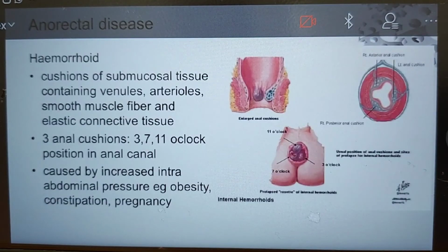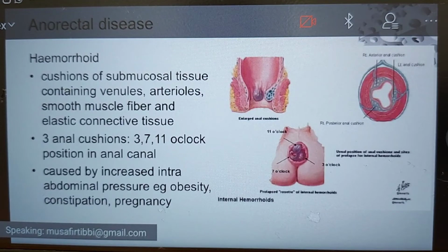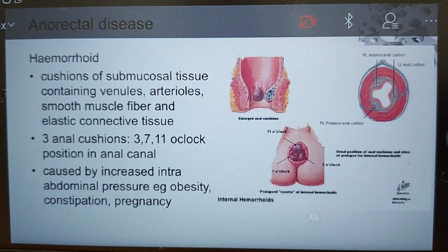Okay, so the third one is anorectal disease, which is the hemorrhoid. Hemorrhoid is mostly caused by an increase in intra-abdominal pressure. If a patient has chronic constipation and is straining hard every time he goes to defecate, it will increase the intra-abdominal pressure, subsequently leading to hemorrhoid. Other causes of high abdominal pressure are, for example, obesity and also pregnancy.